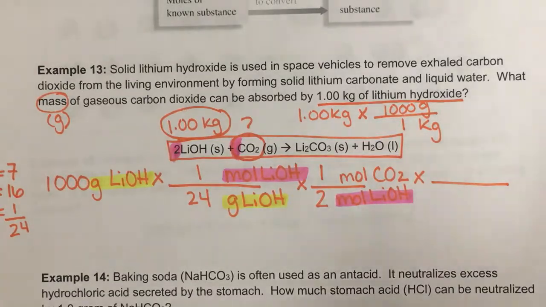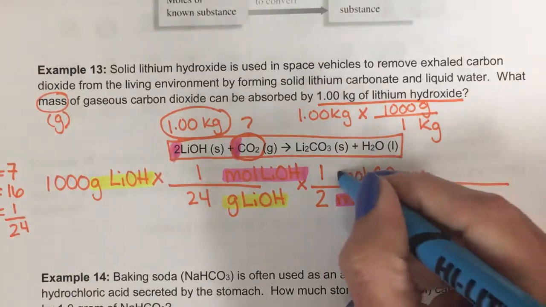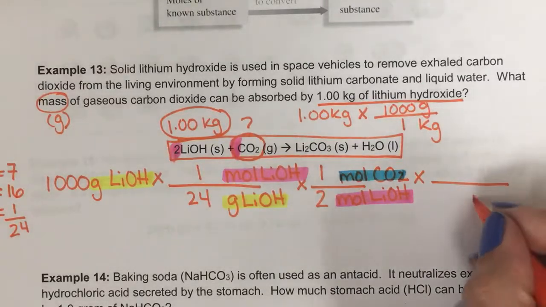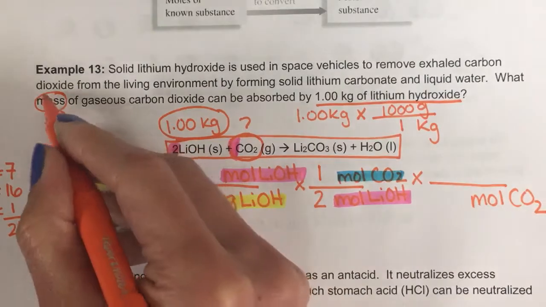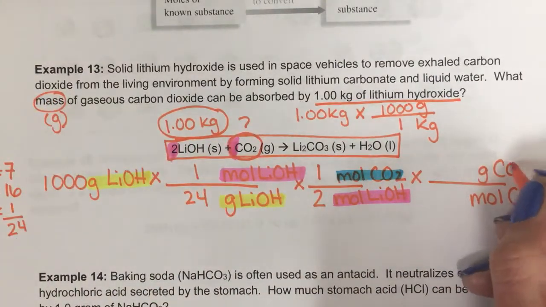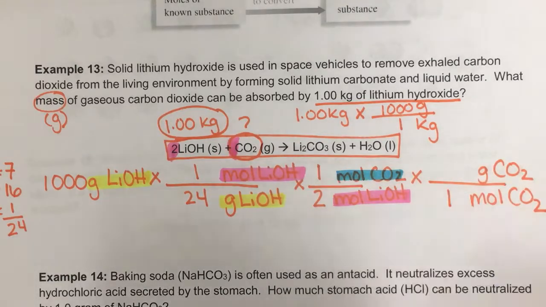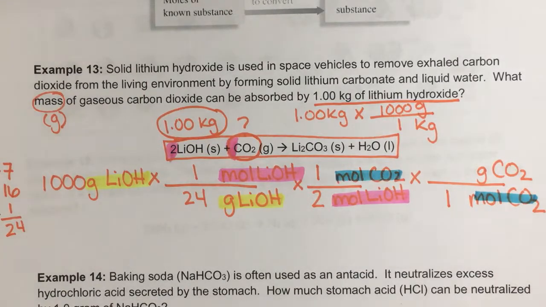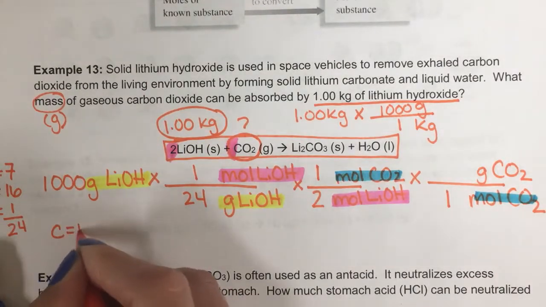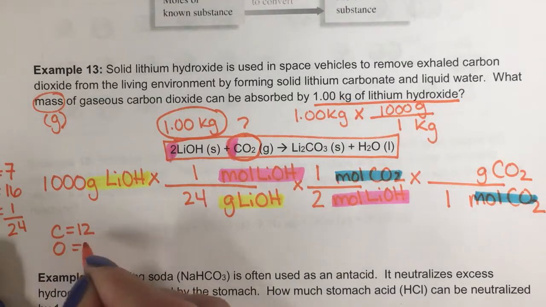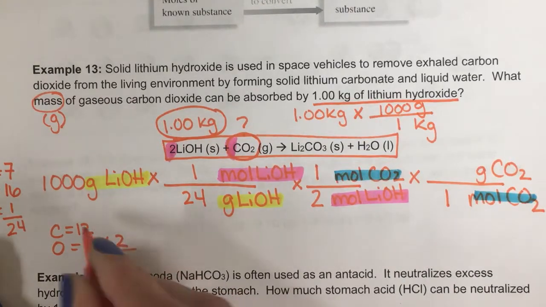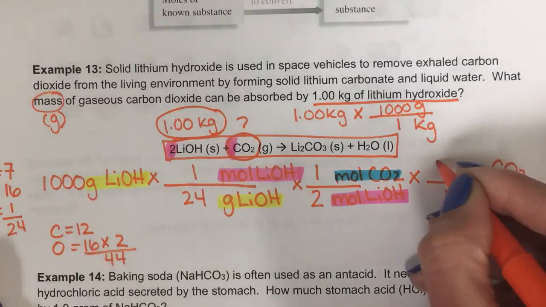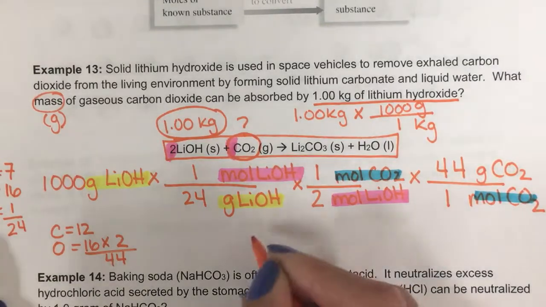In step 3, I need to get rid of moles of CO2 because it asked me about the mass or the grams of CO2. I know that 1 mole is always equal to the number from the periodic table. So if I look at the periodic table, carbon weighs 12, oxygen weighs 16, and there are 2 of them. So 32 plus 12 is 44. So that's what goes on top.